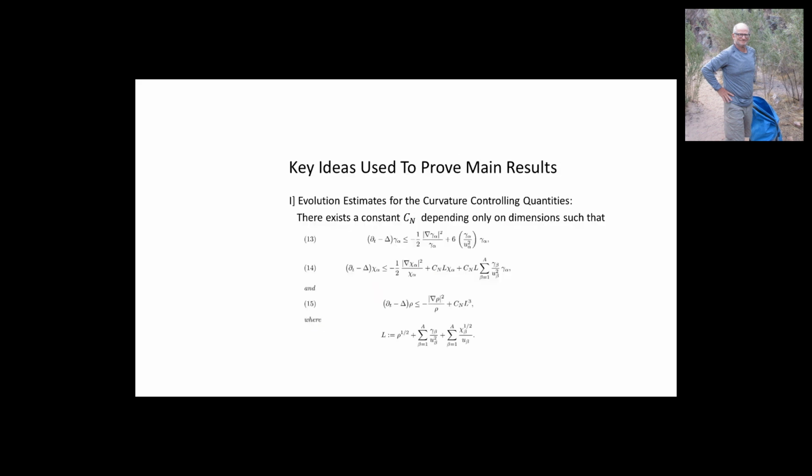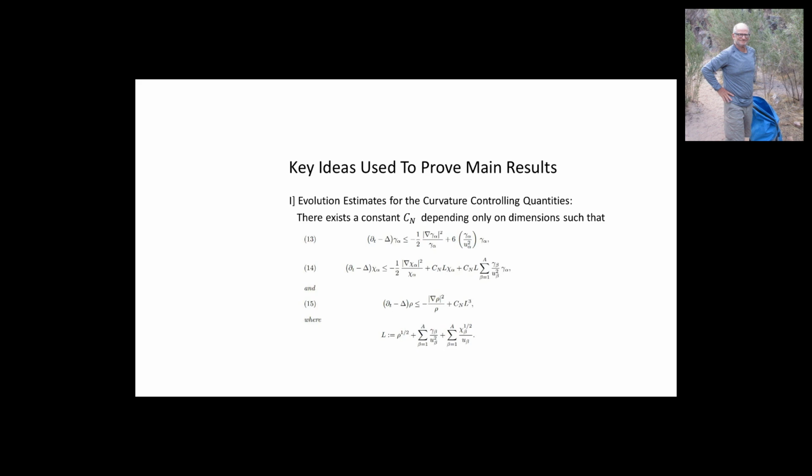So I want to say a little bit about how we prove both the main theorem and also the corollary. The first step is to show that, based on the Ricci flow equations, we can derive evolution estimates for those curvature controlling quantities. In particular, we show this constant, which depends only on the dimension n, such that we can write these equations for the curvature control quantities.